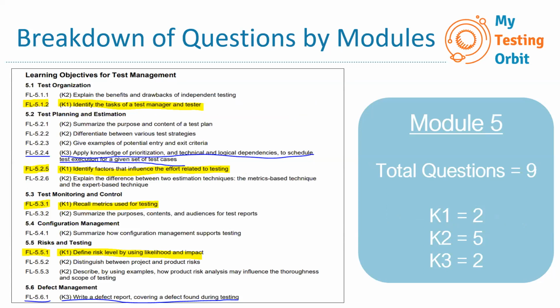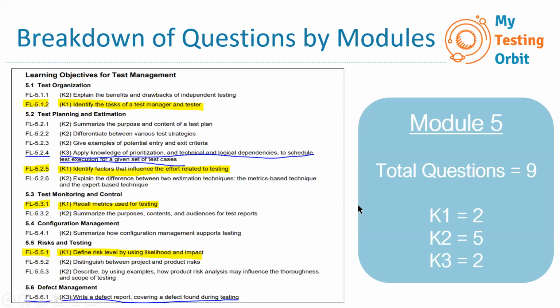Okay, so module 5, we will be having 9 questions. From module 4, we had the maximum questions, 11, and then the second maximum questions will be from module 5, which are 9. And we'll be having 2 questions from K1, which are how many learning objectives? 1, 2, 3, 4. 4 learning objectives. Out of these 4 learning objectives, there will be 2 questions coming. And then from K2, there will be 5 questions coming. How many K2 are there? 1, 2, 3, 4, 5, 6, 7, 8, 9. So there are 9 learning objectives from K2, out of which 5 will be coming.